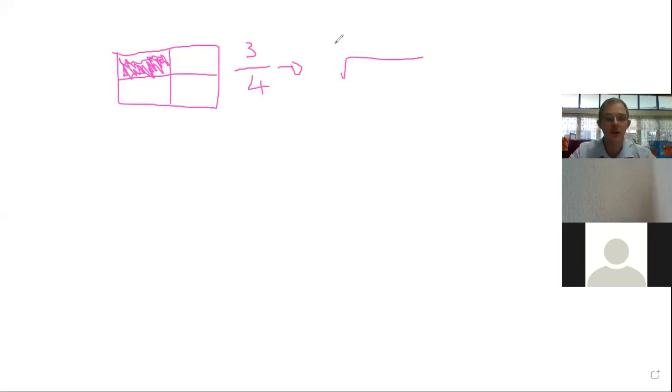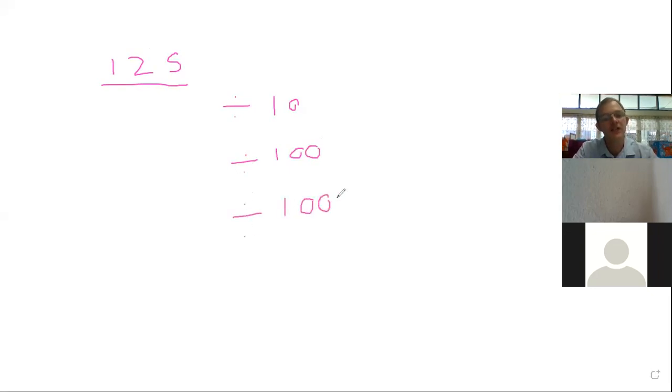Before we get to division, wait, let me not confuse you with the division now. Let's first look at why decimals come, where they come from. So I have 125. Divide that by 10 to get an answer, divide it by 100 to get an answer, and divide by 1000. We only do 3 decimal places, so that's why we do 1000.